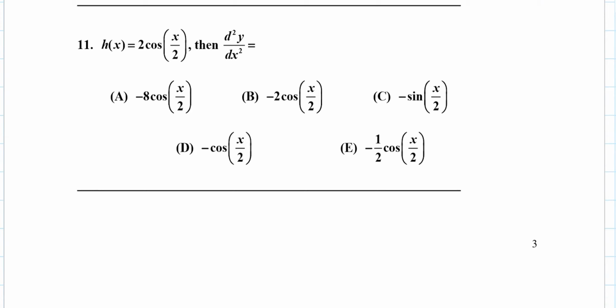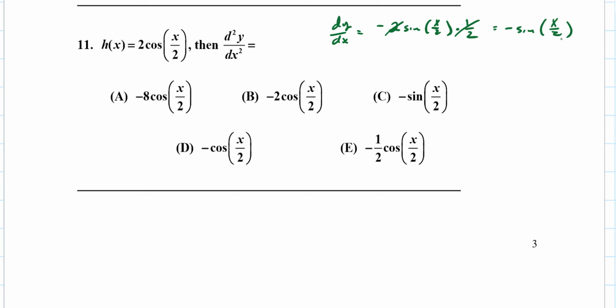11. h of x equals 2 cosine of x over 2. Find the second derivative with respect to x. So this is going to start by taking the first derivative. So we're going to have to apply the chain rule. So dy/dx equals negative 2 sine of x over 2, that's the derivative of the outside, times the derivative of the inside, that x over 2 is just 1/2. Well, those cancel out, and I'm left with negative sine of x over 2.